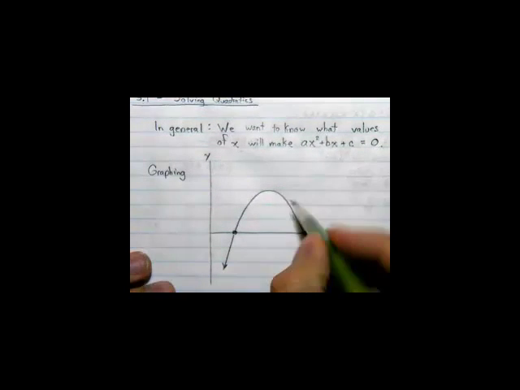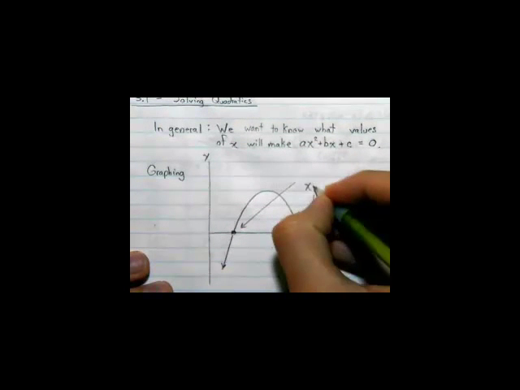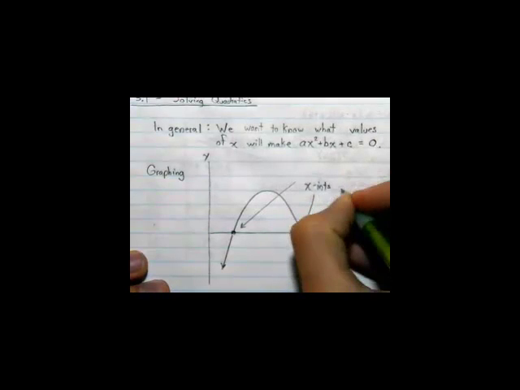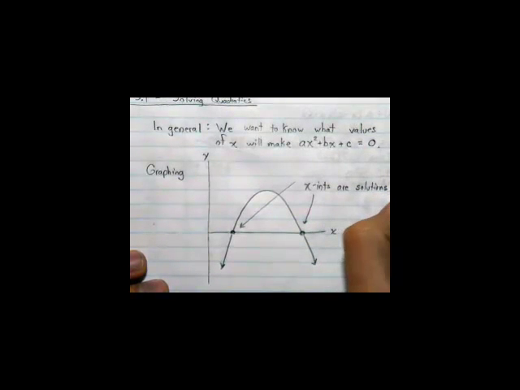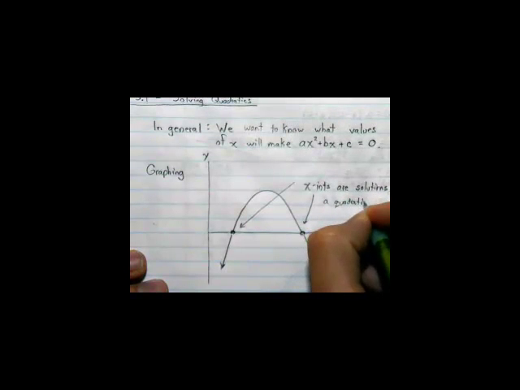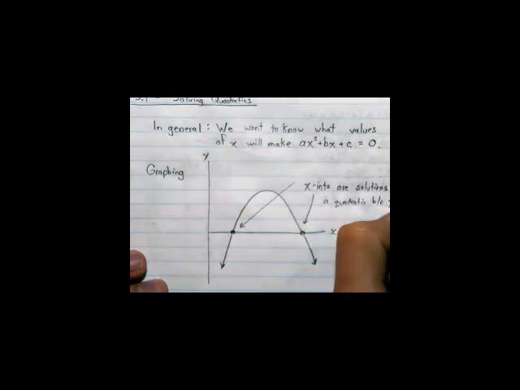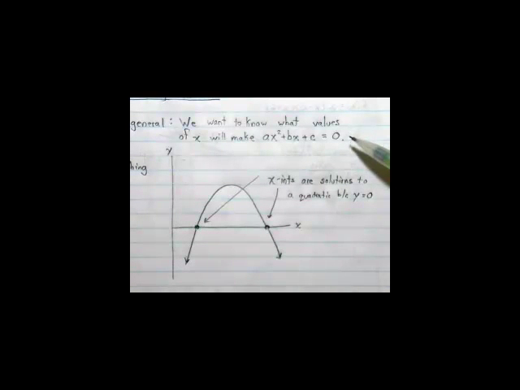Okay. So those x-intercepts are solutions to a quadratic, because at those places y equals 0. That's the only reason we're interested in those. Because if this is our goal, is to make the thing equal to 0, well then the x-intercepts are going to do it. That's where y is 0.